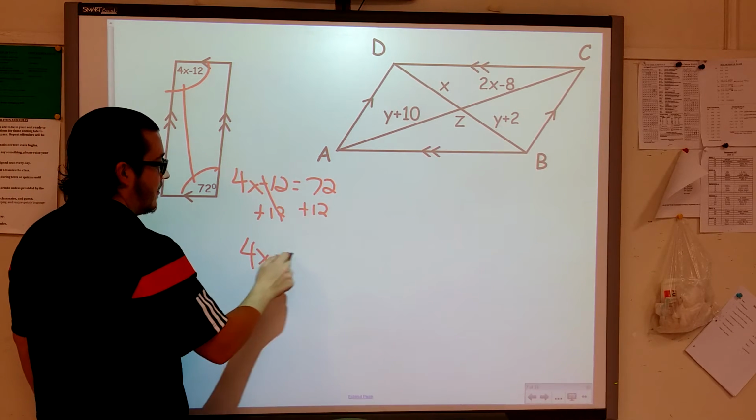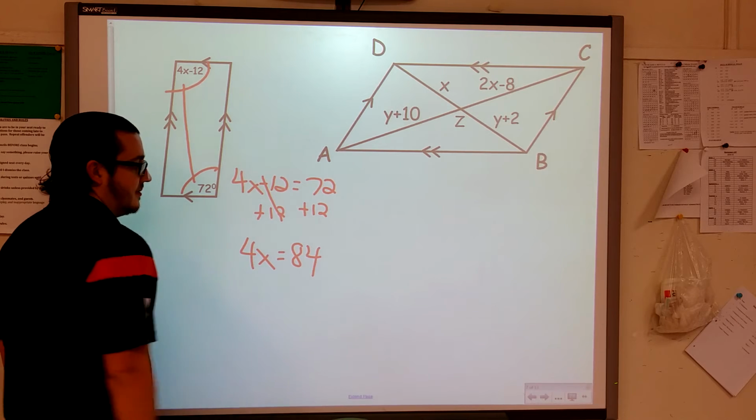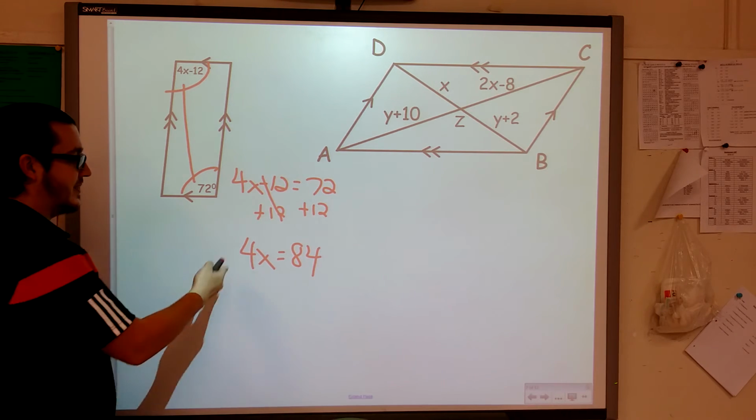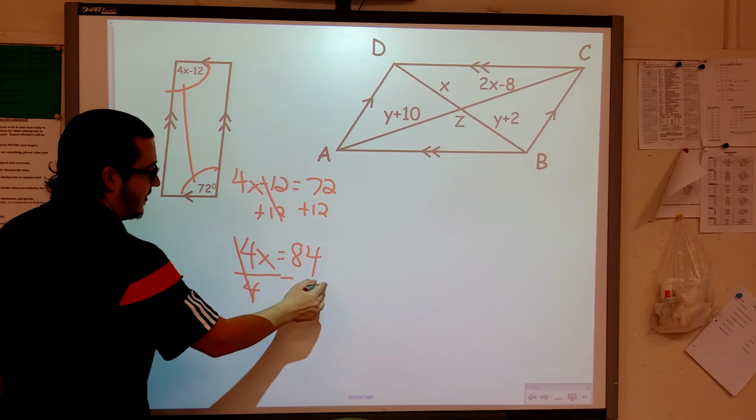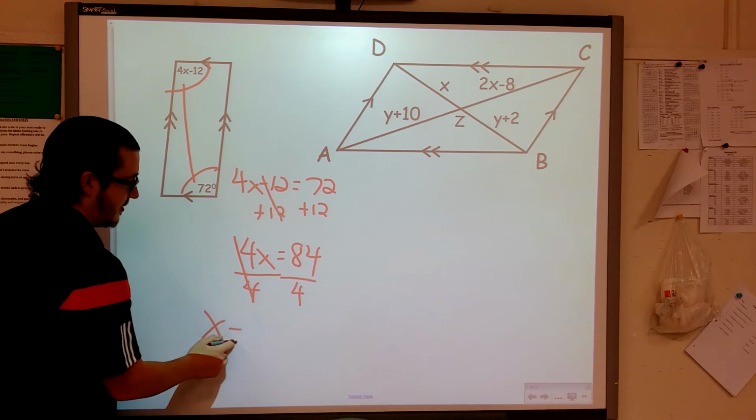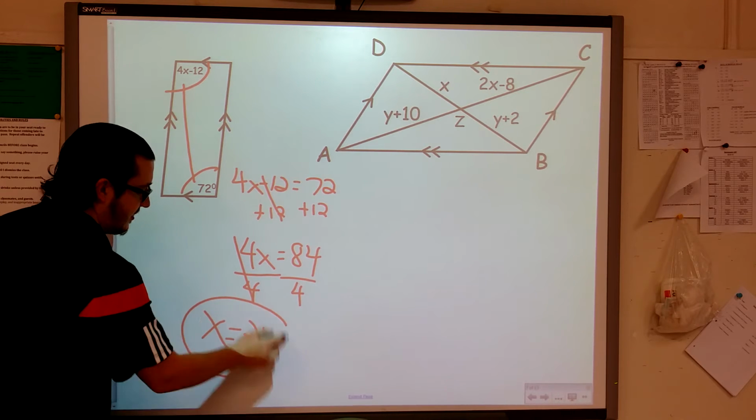4x equals 84. It's 4 times x equals 84, so the opposite of multiplication is division. Divide by 4, divide by 4. X is 21.